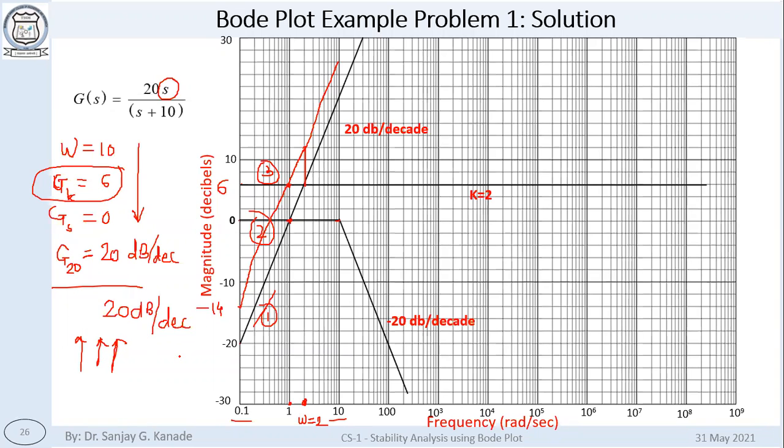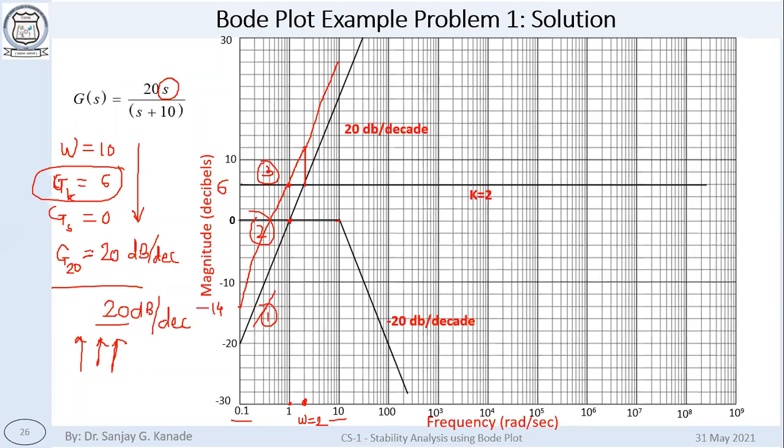So ultimately, what we are going to get is a 20 dB per decade line, meaning a positive slope line, up to omega equal to 10. What will happen after omega equal to 10?